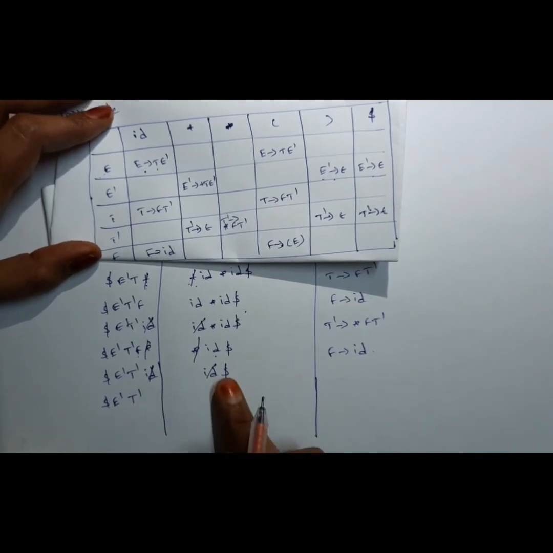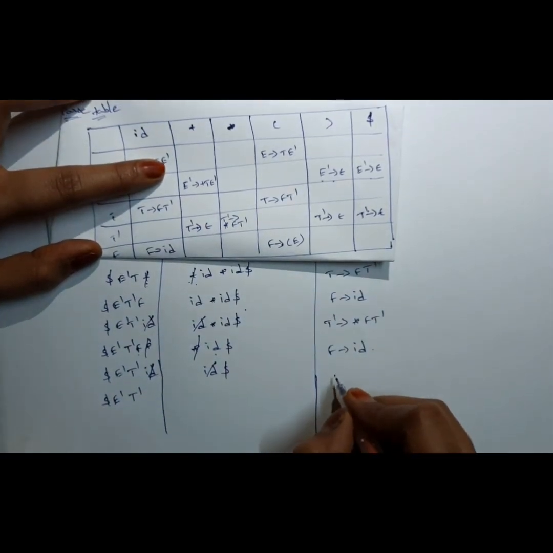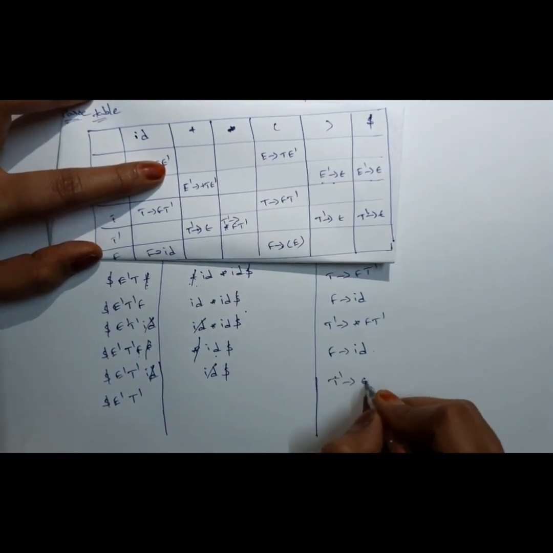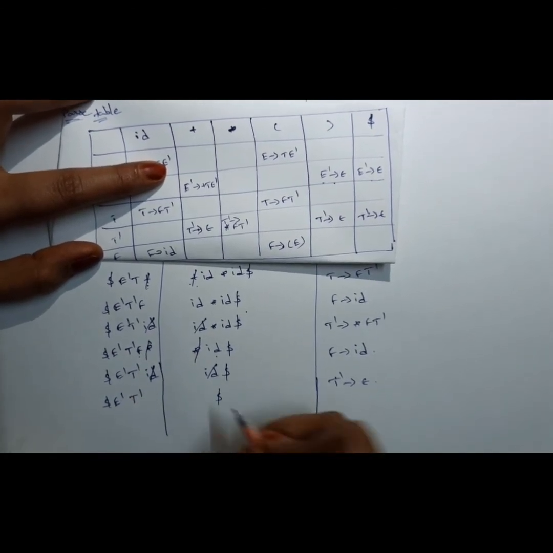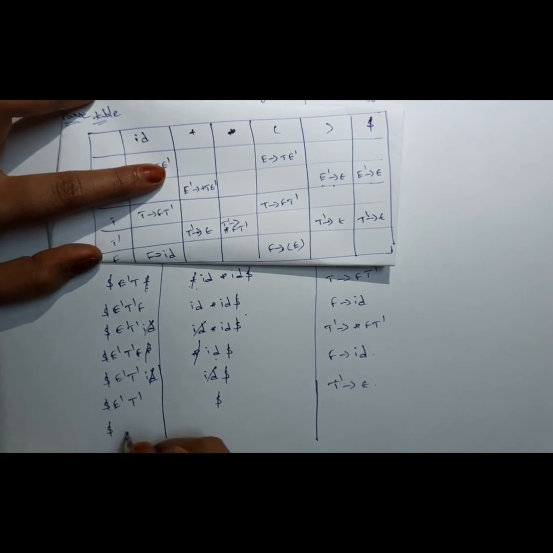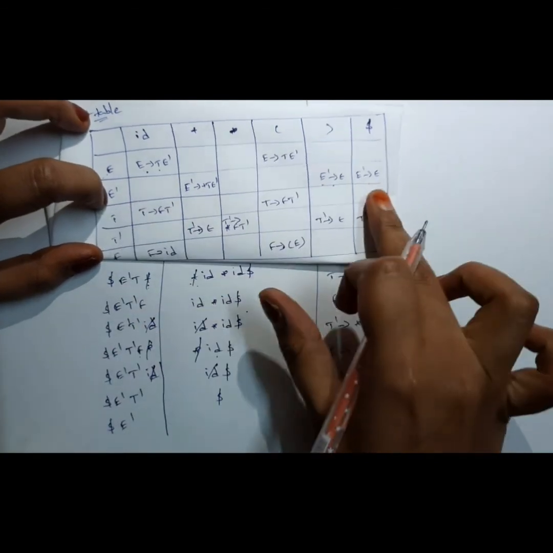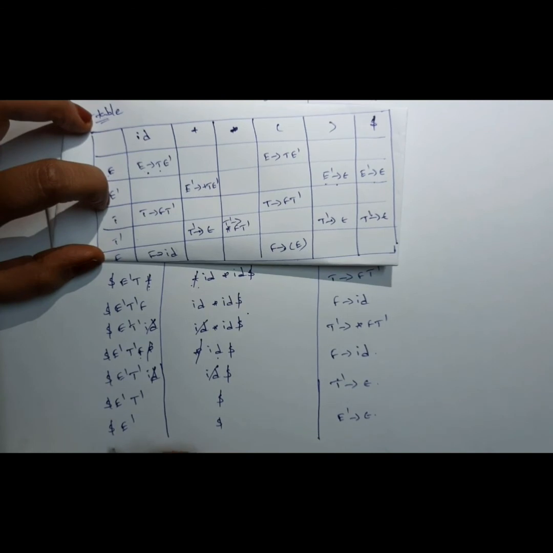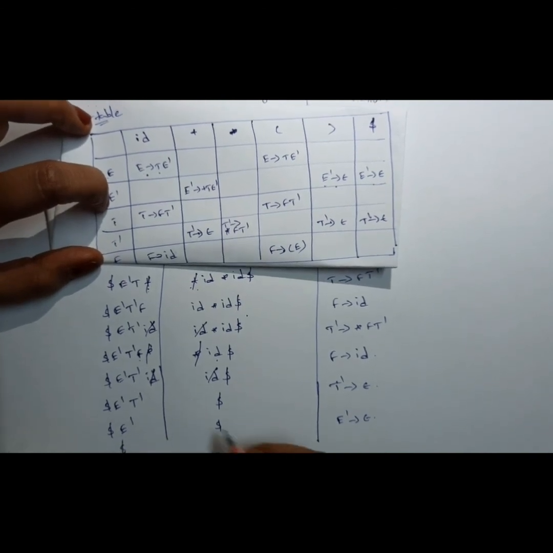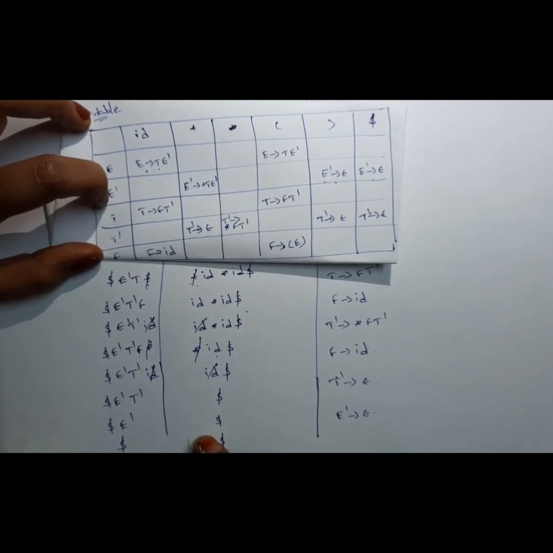T dash on dollar. T dash on dollar, we are having a production T dash represents epsilon. So T dash is epsilon, as it is a null value, I am not considering it. Dollar on E dash. E dash on dollar, here also we are having epsilon, so dollar will remain. As epsilon is considered a null value, dollar remains in the stack.